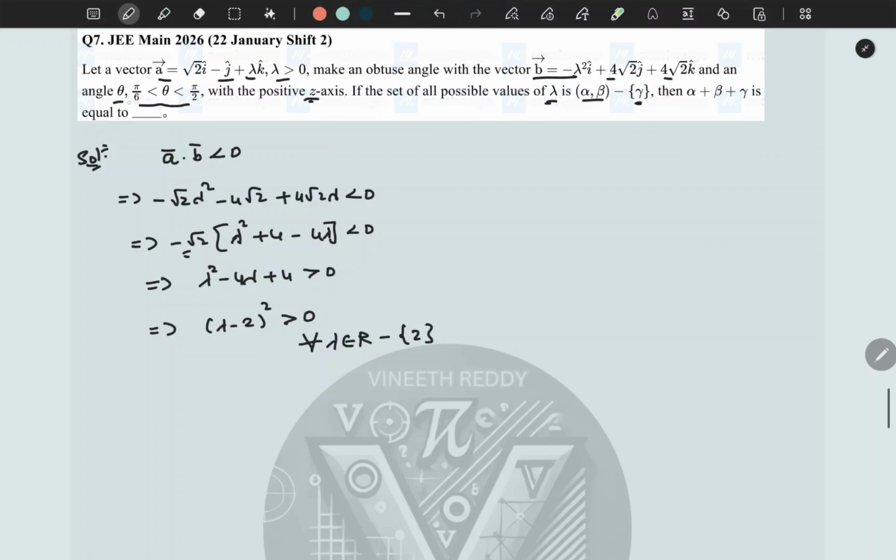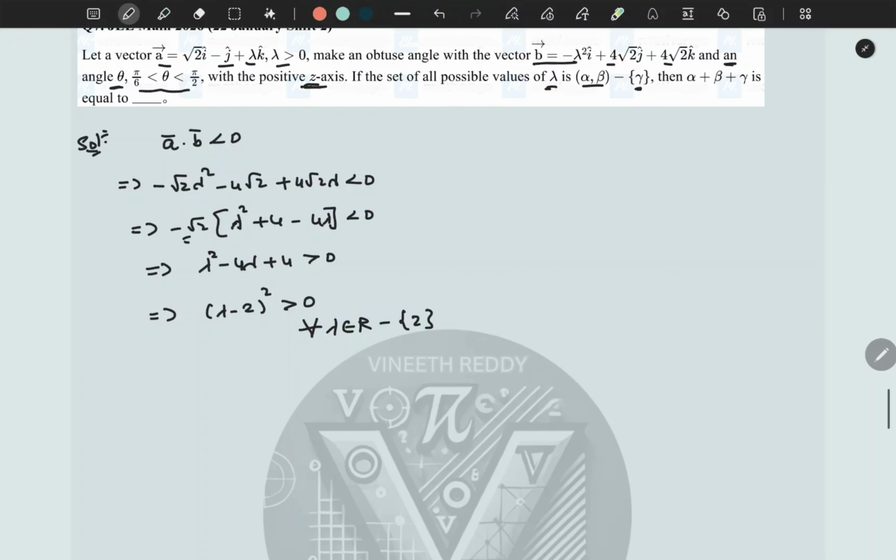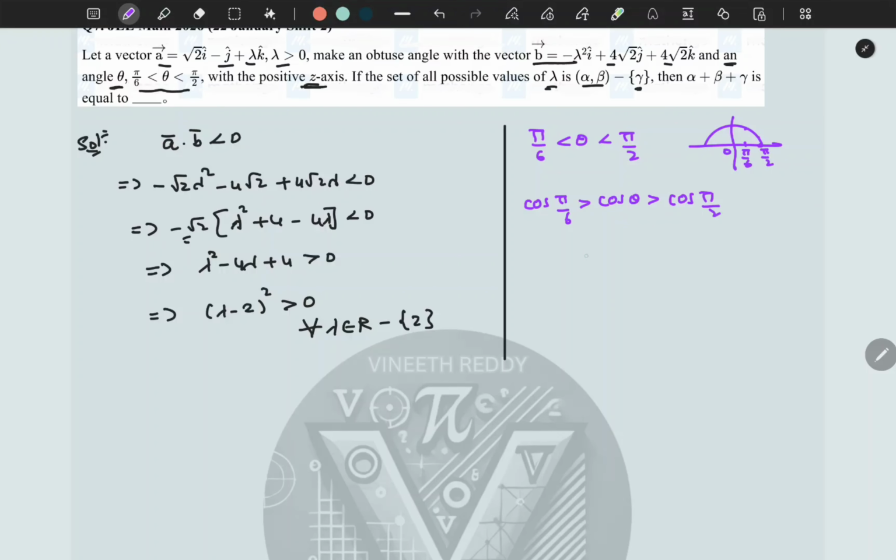Now, also vector A makes an angle theta with the positive z axis. He's telling us pi by 6 is less than theta is less than pi by 2. Now, since cos is a decreasing function, from 30 to 90 degrees, if I apply cos on both sides, I get cos pi by 6 greater than cos theta greater than cos pi by 2. Since cos is a decreasing function, this is a very, very important step. Cos 30 is root 3 by 2 and cos 90 is 0. So we get 0 less than cos theta less than root 3 by 2.